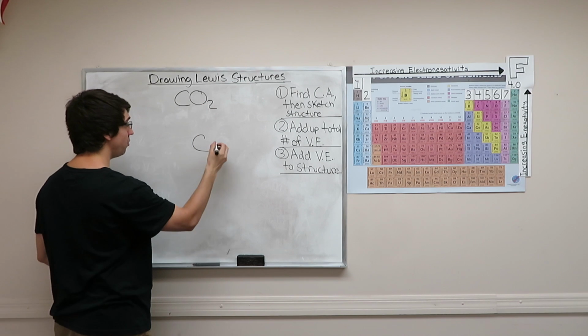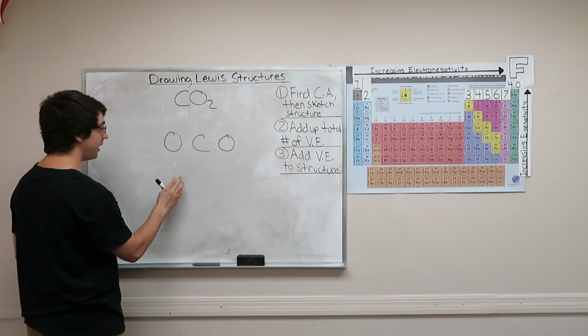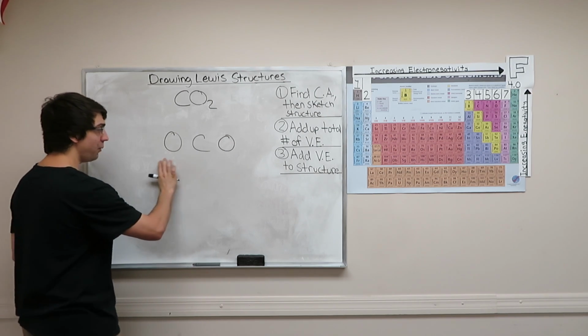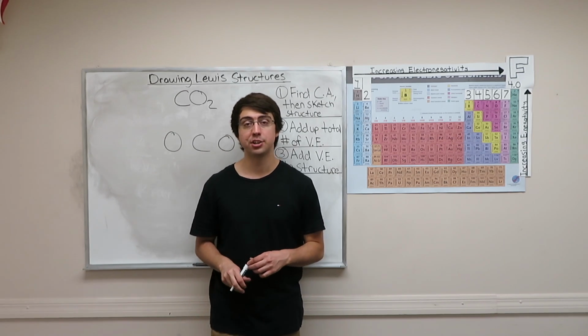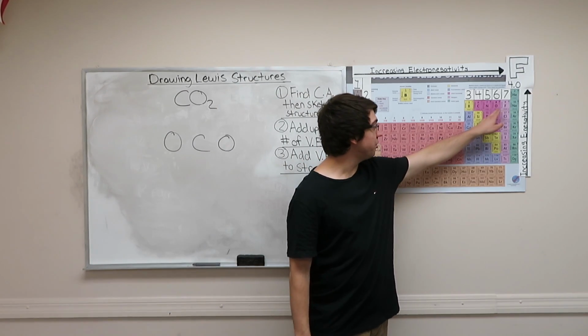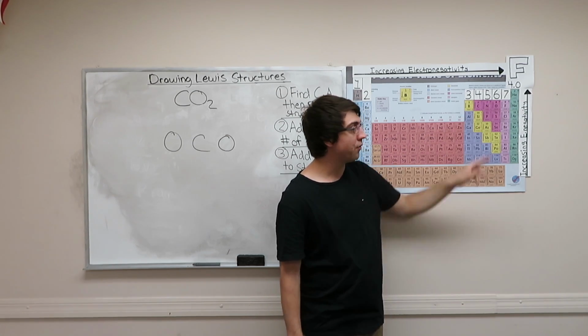And then we have two oxygens surrounding it. So we have one oxygen there, and then another oxygen here. And now that we have the skeleton of the structure made, we need to add up the total number of valence electrons. Oxygen is in group 6, and it has 6 valence electrons. And carbon is in group 4, and it has 4 valence electrons.